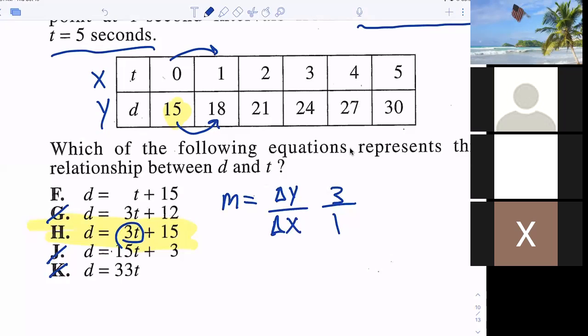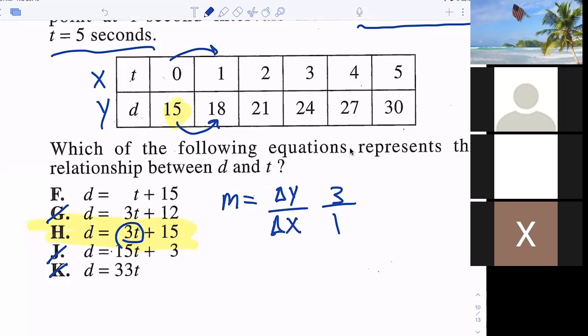All right, please listen today. These are right off the SAT and right off the ACT. If you understand what I'm saying, these problems are easy. They're supposed to throw you off because it's not X and Y. Don't worry about the X and Y, they're just letters. In this case, D is Y and T is X.